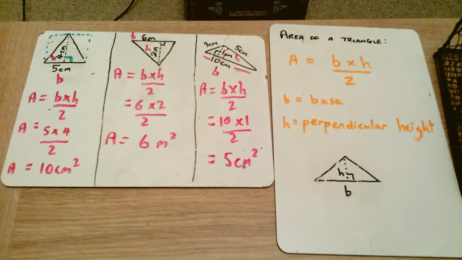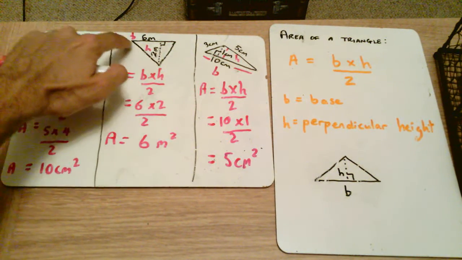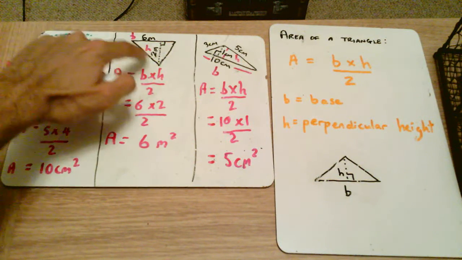Very, very clear there. Base times perpendicular height divided by 2 will always enable you to work out the area of a triangle. Now, just to finish up, we also said we might touch on perimeter, and we said the perimeter is the distance around the 2D shape. But we can only work out the perimeter for one of these triangles. Which one is it? Well, it can't be the first one because I've only got this distance. I don't know this one and I don't know this one. I can't do it for this one either because I only know the base. I don't know these two lengths.